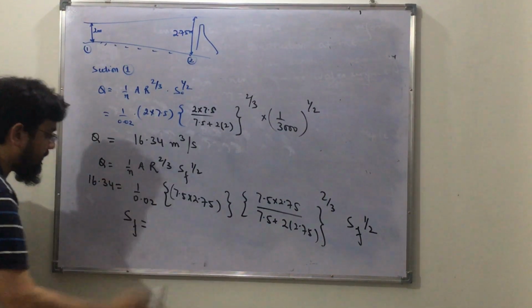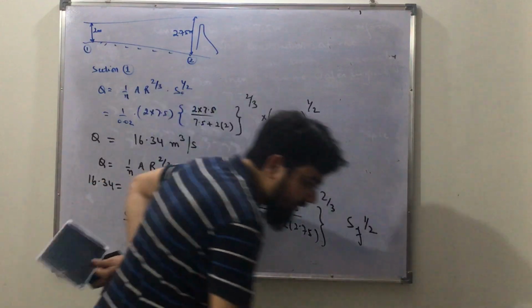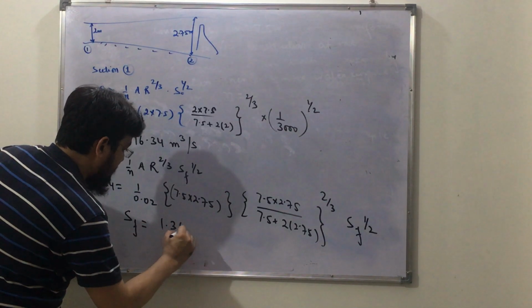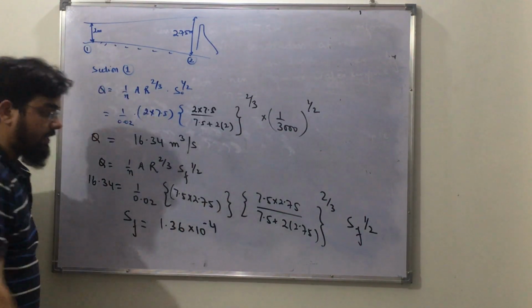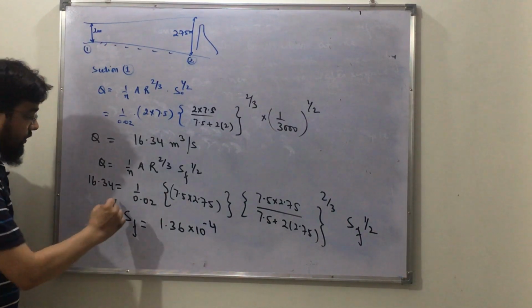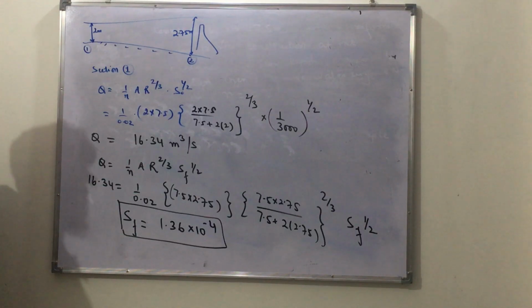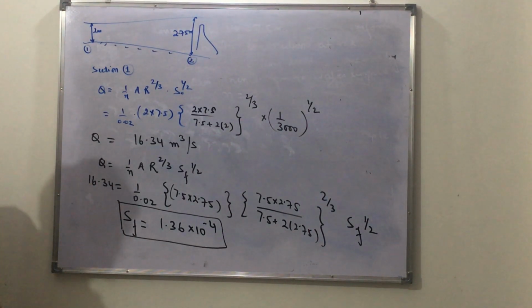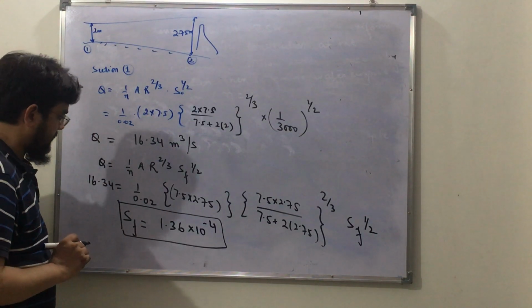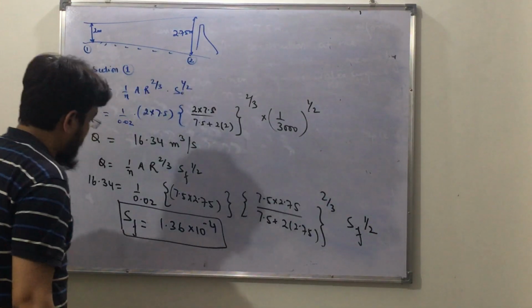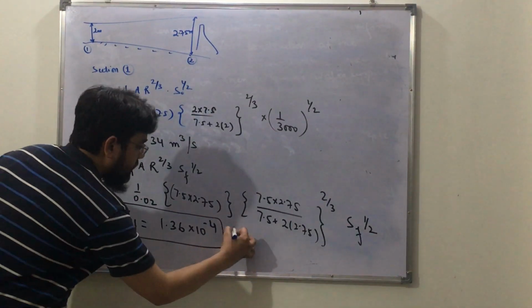What is the value of SF we have got? SF we will get after solving the equation. You can solve it. SF is equal to 1.36 into 10 to the power minus 4. So this is the value of SF we have got. SF is equal to 1.36 into 10 to the minus 4. Correct? So this is SF.